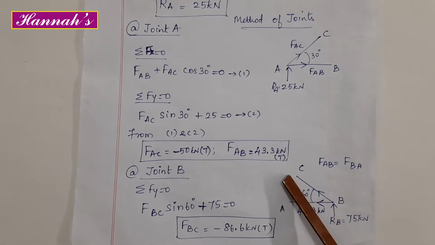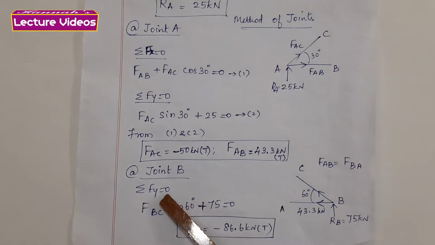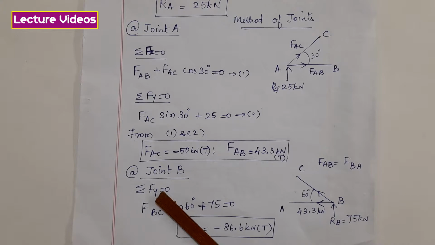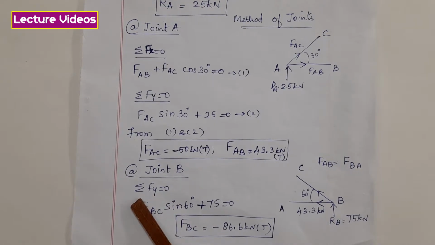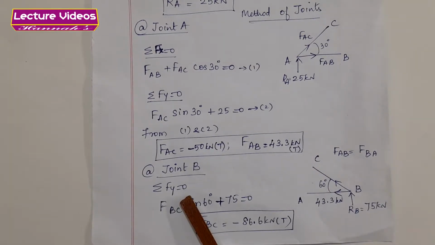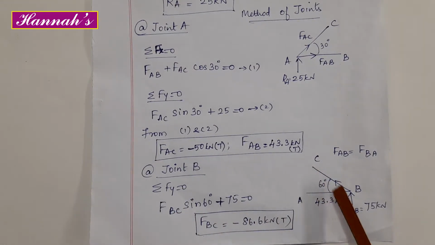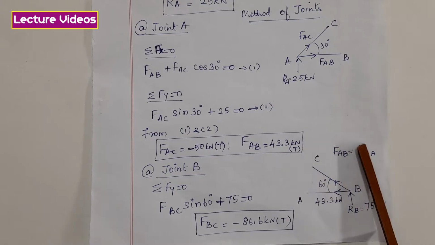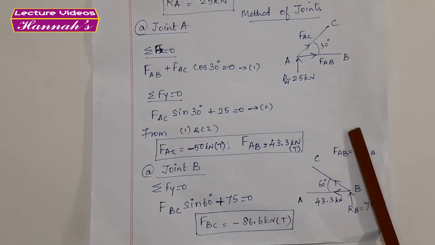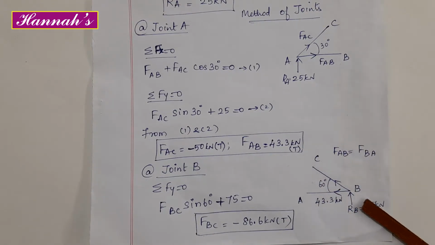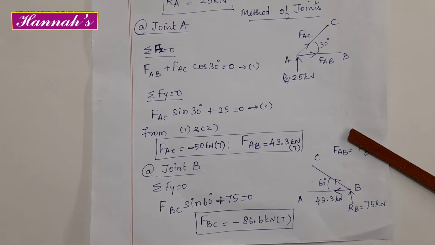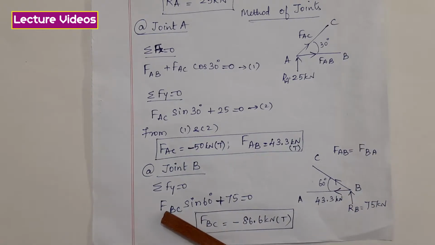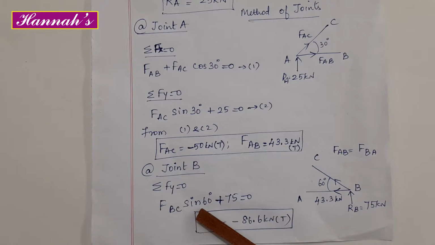The unknown here is BC. I make use of any one equation to find the unknown in the member BC. I made use of the relation sigma Fy equal to 0. If I resolve this member BC force along the vertical direction, it goes along the positive y direction. So 75 is along positive y direction. The vertical component of the force along BC will go in the positive y direction. So I write here plus FBC into sine 60.